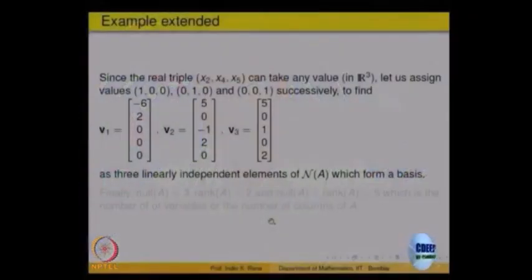So x2, x4 and x5, the triplet, are the arbitrary free variables. First choice is 1, 0, 0, next choice is 0, 1, 0, and the third choice is 0, 0, 1. I do that and compute V1, V2, V3, those particular solutions with these choices. So I get these 3 vectors.